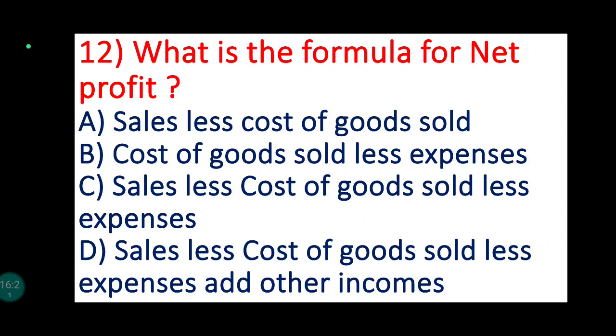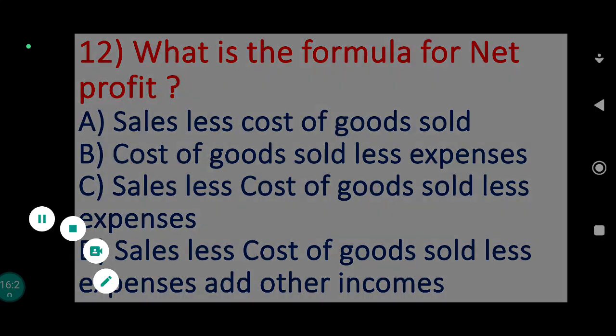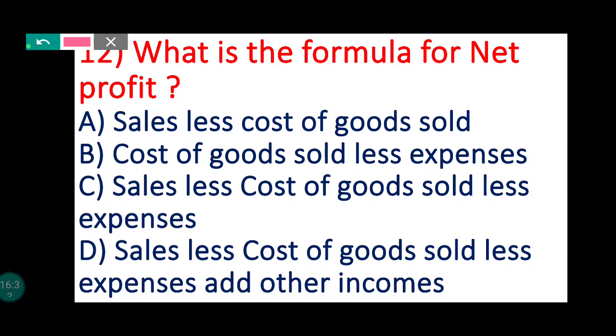Point number 12. What is the formula for net profit? This we have seen in the income statement. Net profit is calculated by sales less cost of goods sold less expenses, and if any other income is there, it is added. So sales less cost of goods sold is wrong because with this formula we get gross profit, not net profit.